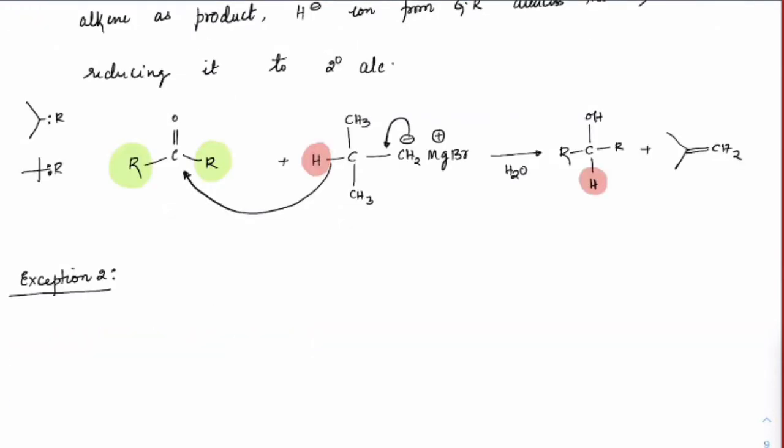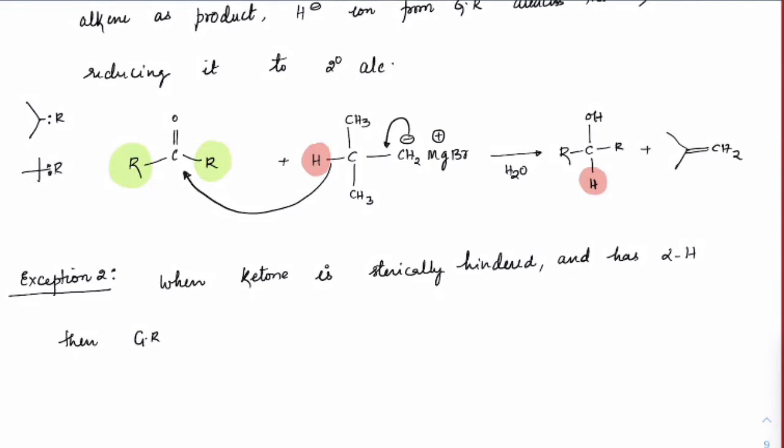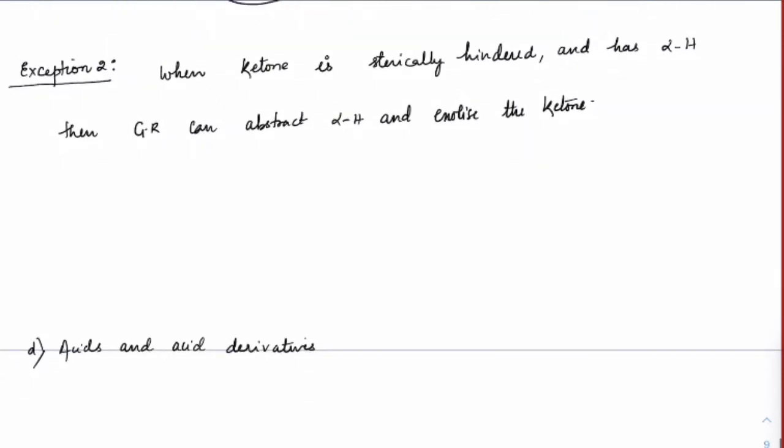Please make it as a note. This is when, when ketone is sterically hindered, and has alpha hydrogen, then Grignard's reagent can abstract alpha hydrogen and enolize the ketone. Let me show you how.